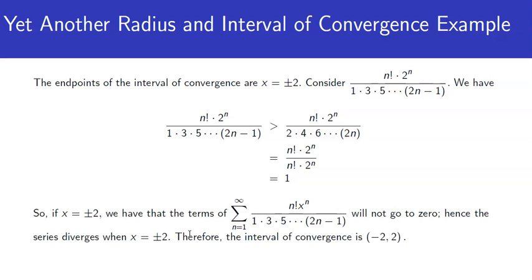We put in 2. We get n factorial times 2 to the n over 1 times 3 times 5 times up to 2n minus 1. These terms are certainly greater than, if I change all the 1, 3, 5 up to 2n minus 1 to 2, 4, 6, and 2n, I've made the denominator bigger by a factor of 2 to the n.